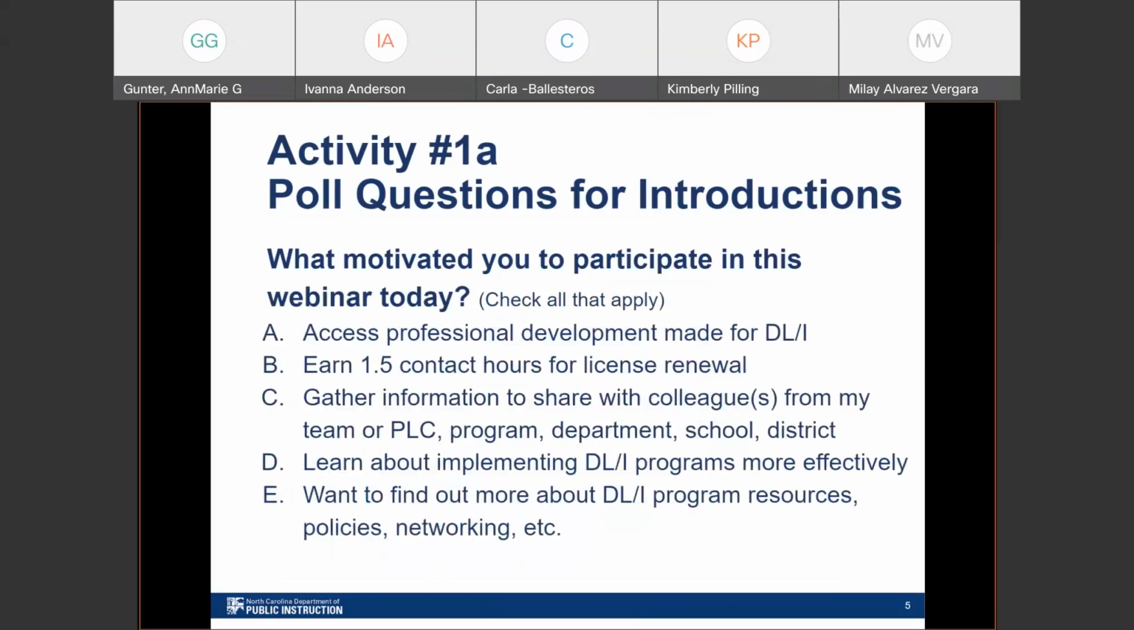Did you want to access professional development made for DLI? Did you want to earn 1.5 contact hours for license renewal? Did you want to gather information to share with others? Did you want to learn about implementing DLI programs more effectively? Or are you wanting to find out more about DLI program resources, policies, networking, and so on?